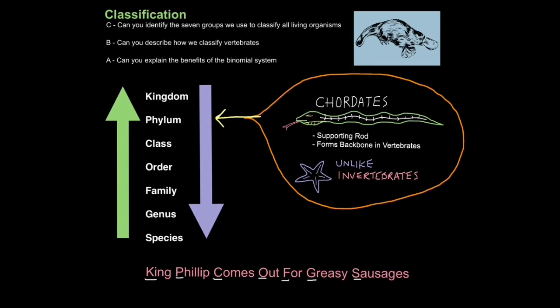Well, the only factor you need to remember is whether they have a supporting rod, okay, which will form backbones in vertebrates. If they do, we class them under the phylum Chordates or Chordata. So I've shown a picture of a snake here with its supporting rod, with its backbone. Invertebrates, however, do not have a backbone, for example, starfish, snails, and so on, so they would not be chordates. So that's one way to split the animal kingdom down the middle.